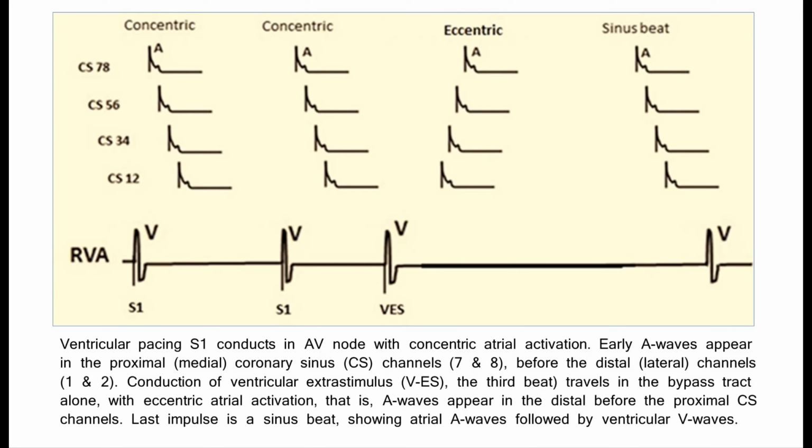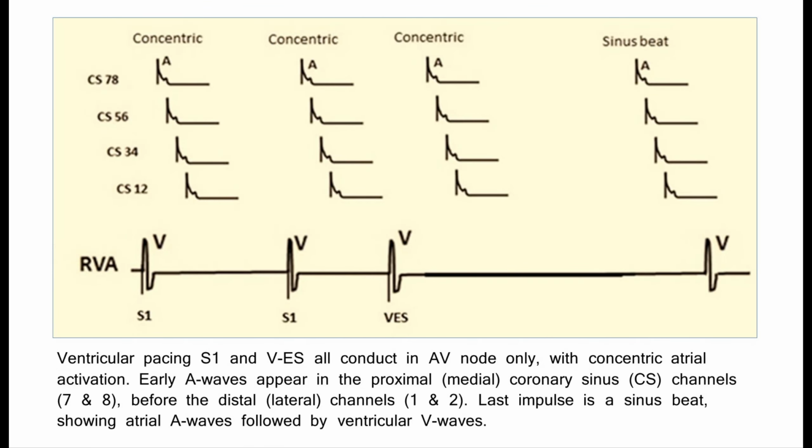Last impulse is a sinus beat, showing atrial A waves followed by ventricular V waves. Ventricular pacing S1 and VES all conduct in AV node only, with concentric atrial activation. Early A waves appear in the proximal, medial, coronary sinus, CS, channels, 7 and 8, before the distal, lateral, channels, 1 and 2.